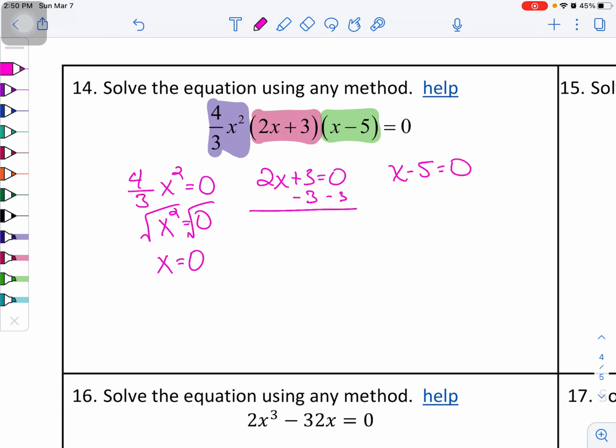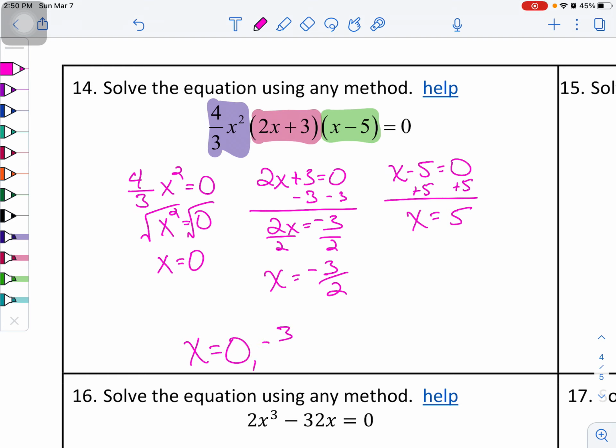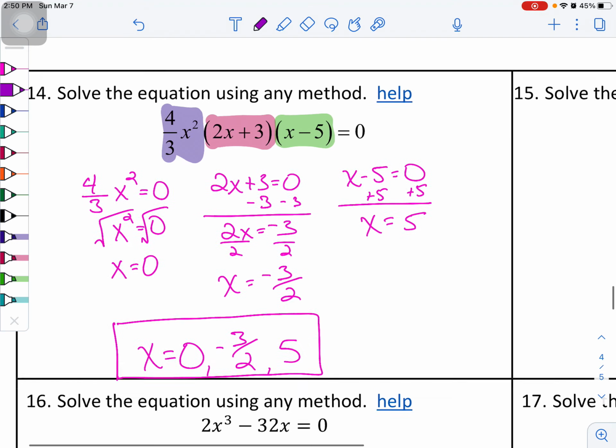0 divided by 4 over 3 is still 0. So x squared equals 0. If I take the square root of both sides, I'm going to get x equals 0. Second equation, I'm going to subtract 3 from both sides. So 2x equals -3. Divide by 2. I'm lazy, so I'm just going to leave it as x equals -3/2. I do not need to get the decimal version of that answer. And x equals 5 in the last one. So my three answers for problem number 14 would be 0, -3/2, and 5.